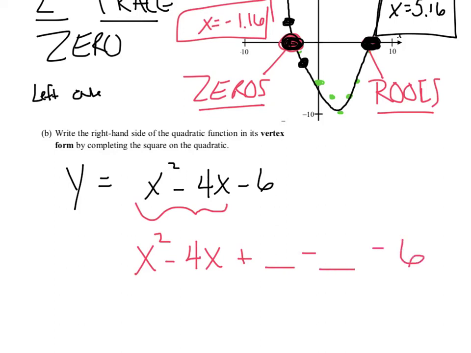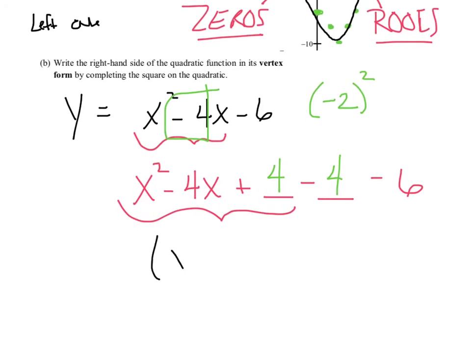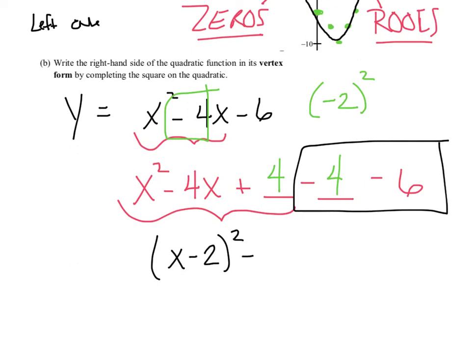All right, so let's do it together. Take negative 4, cut it in half, you get negative 2. Don't forget it's called completing the square, so now square it. So I'm going to add 4 and I'm going to subtract 4. Remember, the first 3 should be a perfect square trinomial. That's really the quantity x minus 2 squared. Add these two terms together, and I get negative 10.